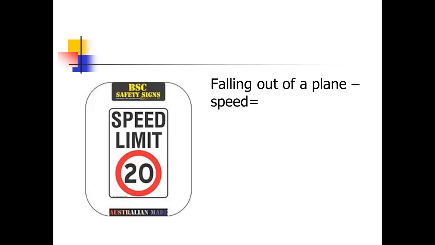For example, falling out of a plane, what is the speed when you fall out of a plane? Is it 60? Is it 80? Is it 120? Well, it depends. If you're talking about meters per second, it's going to be about 70, 80 meters per second. If you're talking about kilometers per hour, it's going to be 180, 200 kilometers per hour, and so on.